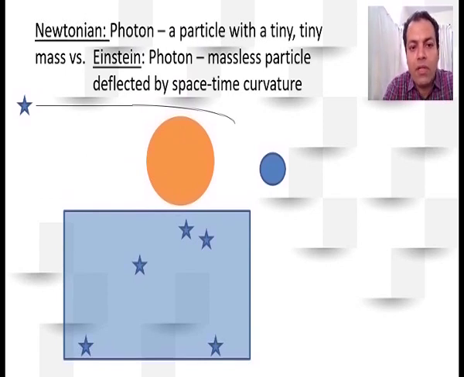In Newtonian theory, if a photon was a particle with a tiny mass, something which was non-zero, then it could perhaps have some gravitational interaction with the sun. It would get deflected by the sun, and therefore in Newtonian theory it was also possible to observe stellar deflection due to the gravitational field. The competing theory was that due to Einstein, where a photon, despite being a massless particle, could be deflected by the space-time curvature.